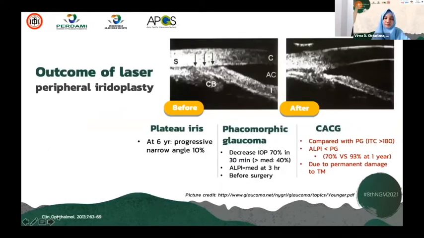The outcome of iridoplasty in plateau iris can be favorable. In phacomorphic glaucoma it can be done favorably, but when you have to do it in chronic angle closure eyes, you need to be very careful because there's a comparison between prostaglandin and iridoplasty. It seems that iridoplasty cannot do better when compared to prostaglandin in those eyes.